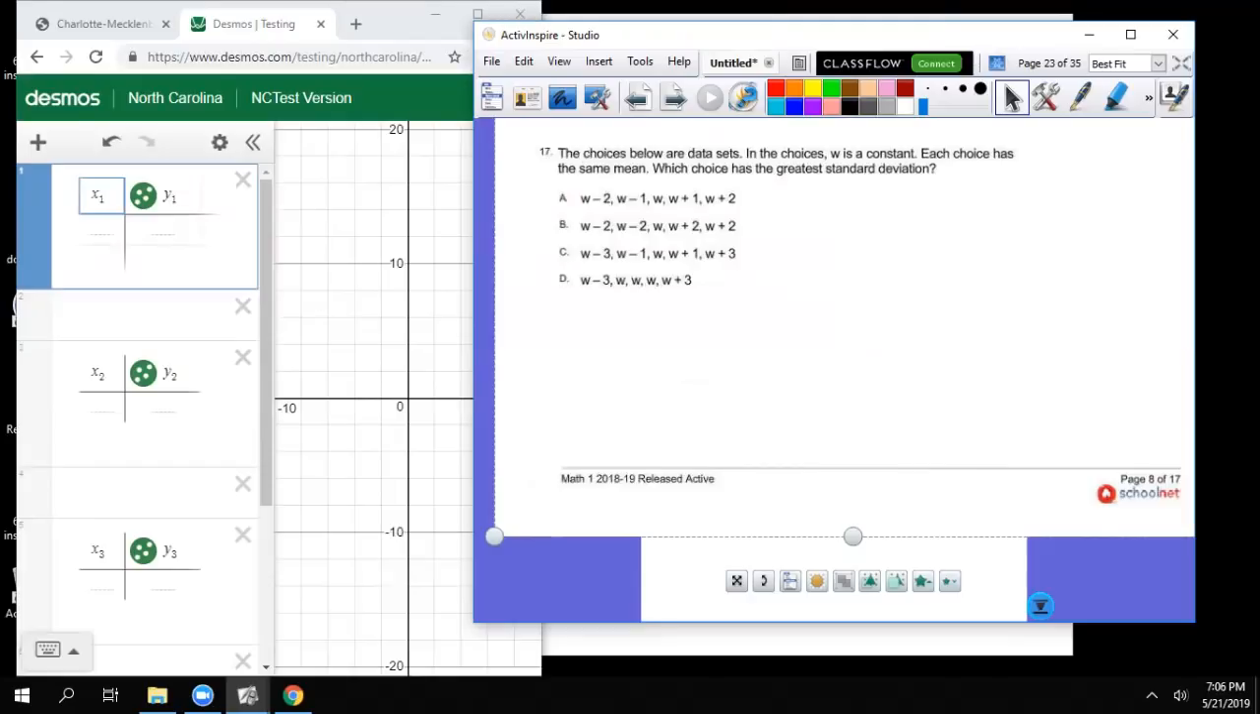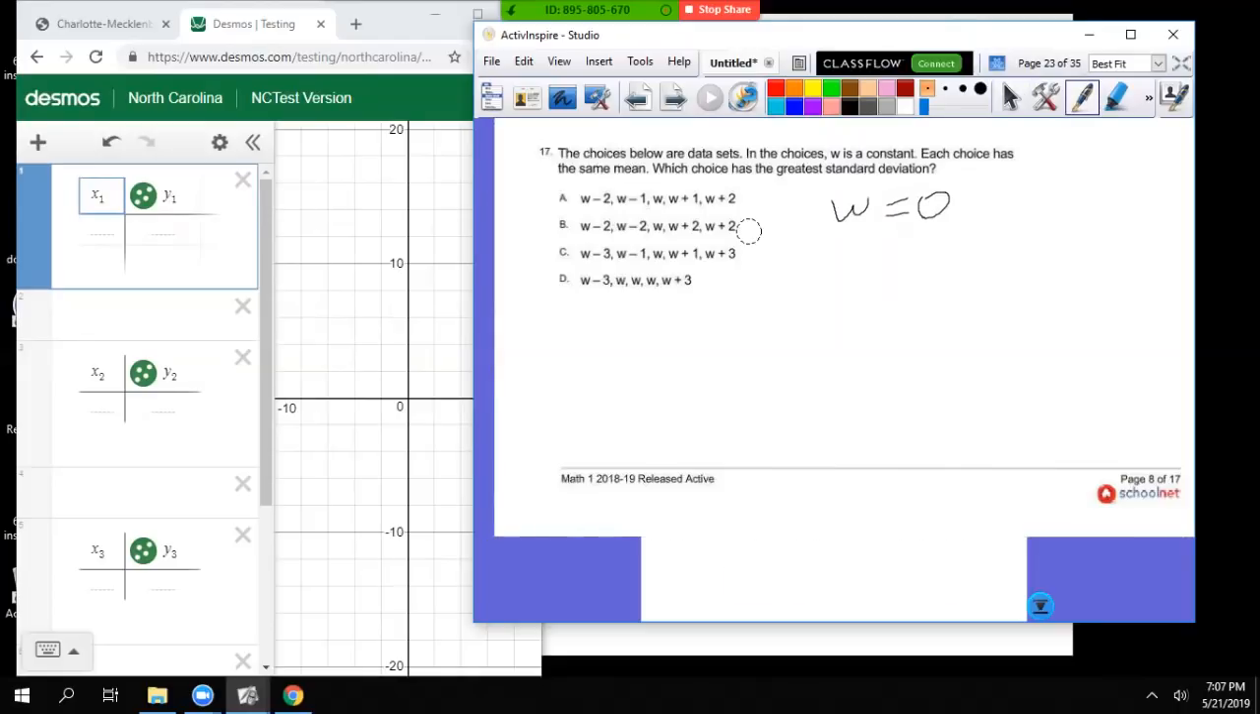Okay, so the first way that we're going to look at this problem is by really dissecting what the question is asking for. So even though I've got these expressions here like W minus 2, W minus 1, the thing that we really need to focus on first is that W is a constant. Well, we know that if it's a constant and if the mean is the same for each one, then W has to be the same value for each one. So the simplest thing we can do is just assign W a value of 0. So let's go ahead and do that. So we're going to say W equals 0.